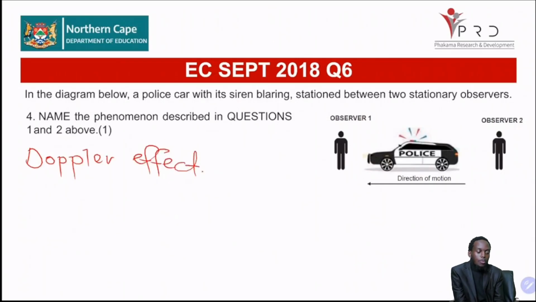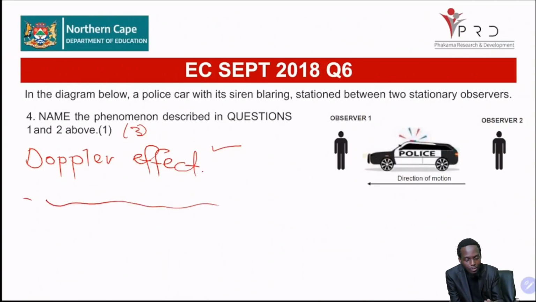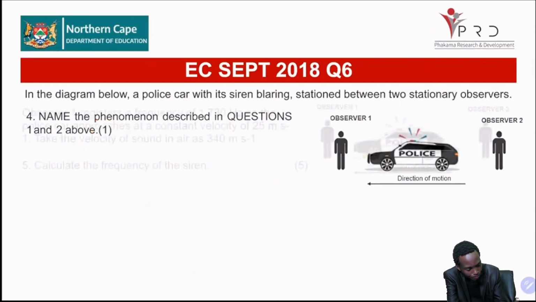This phenomenon is the Doppler effect. Please be careful. In some instances, the question will say name and describe, and then instead of 1 mark here, they'll put 3 marks, meaning that they would expect you to write that it's Doppler effect and then also write the definition for Doppler effect. But in this case, it's just 1 mark, name the phenomenon described above. So we simply say Doppler effect and then we are good to go.